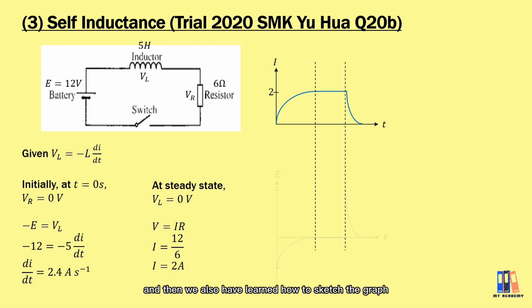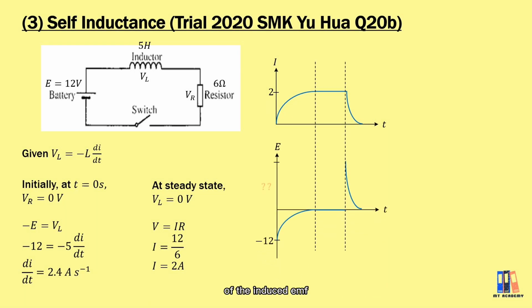And then we have also learned how to sketch the graph of the induced EMF. From the discussion, we have learned that the initial back EMF of the inductor will be equal to negative 12 volts. And then the back EMF will slowly turn into 0. When the switch is opened, there will be a back EMF induced in the inductor to oppose the change in the current.